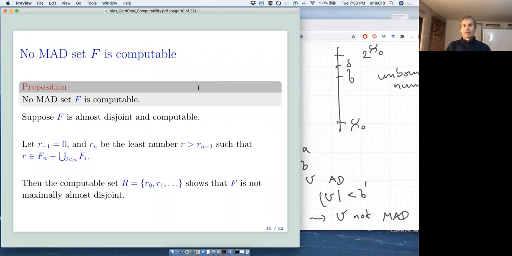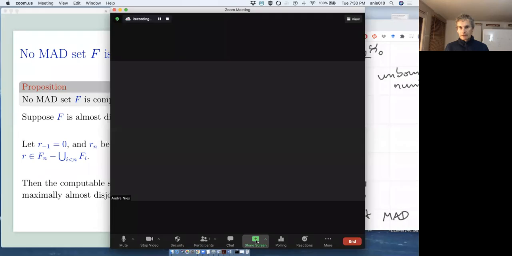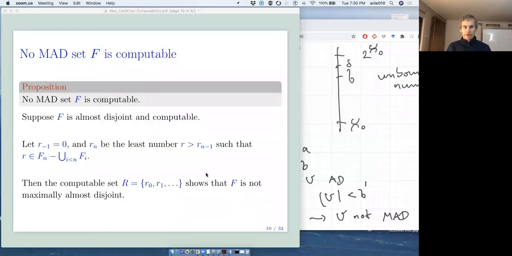It's easy to see that no mad set F is computable. Just take some kind of diagonal, right? Here are all the columns, and I take a set that cuts through diagonally, meeting any Fn in only one element, but it's infinite because I can pick one element from each column that's not in the previous columns. That way I get a new set that's computable and has finite intersection with each of the Fn's.